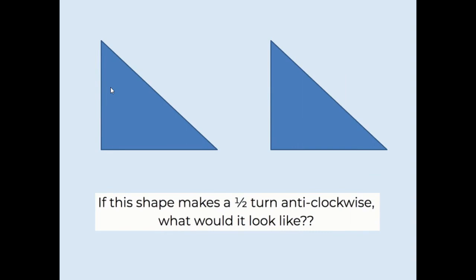Right. I've got a triangle here, so draw a triangle on your piece of paper. Now, if this shape makes a 1/2 turn anti-clockwise, what would it look like? So please have a go at it by turning 1/2 turn anti-clockwise. So this is the triangle you're drawing. Please have a go at it.